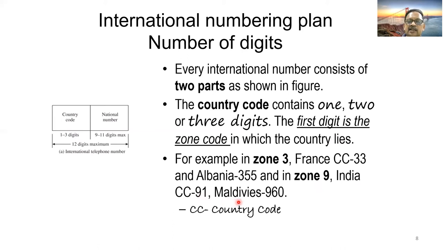A smaller country like Maldives has a 3-digit country code, 960. So that means in Maldives they can have a maximum of 9 digits for their national numbering plan, it cannot exceed. But as far as India is concerned, since our country code is 91, which is of 2 digits, you can have a national numbering scheme up to 10 digits. Okay, this is the essence of this slide.